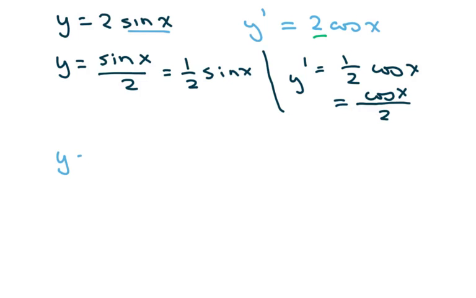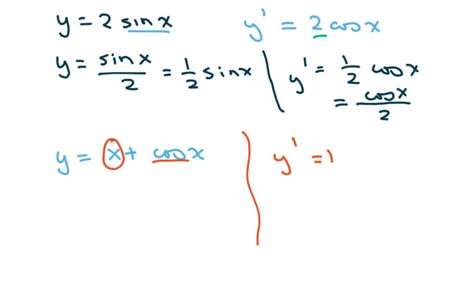We have y equals x plus cosine of x. I'm going to use my sum rule for derivatives and split it up. The derivative of x is just 1. And then the derivative of cosine is negative sine. So that's going to be negative sine of x.